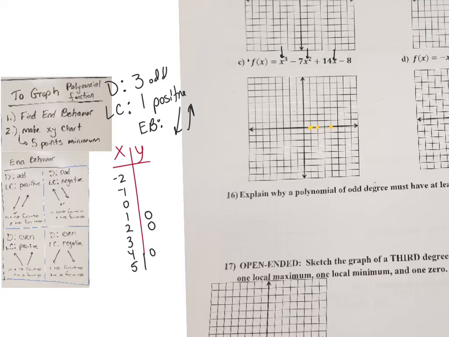Now I always pick 0 because 0 is usually pretty easy. So I plug in 0 for everything. It's going to spit out -8. So now the next thing I'm going to do is plug in 3. I'm going to plug in 5. All right. So when I plug in 3, now you could plug it in your calculator. 3 cubed is 27, minus 7 times 3 squared, so minus 63, plus 14 times 3 is 42, minus 8. So then I end up with -2.